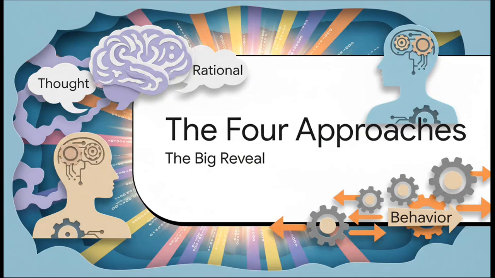Okay, so we've got our two dimensions, right? Human versus rational, and thought versus behavior. So, what happens when we combine them? Well, this is the big reveal. This is where everything clicks into place, and the whole messy field of AI suddenly makes a ton of sense.